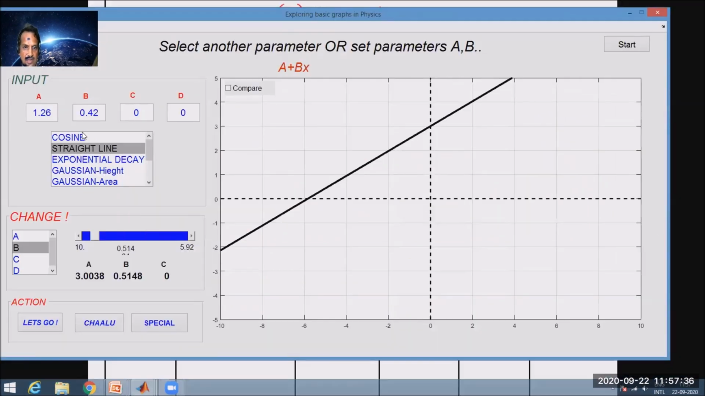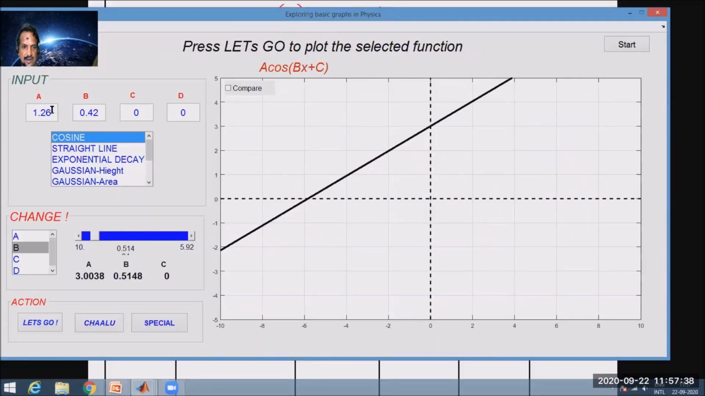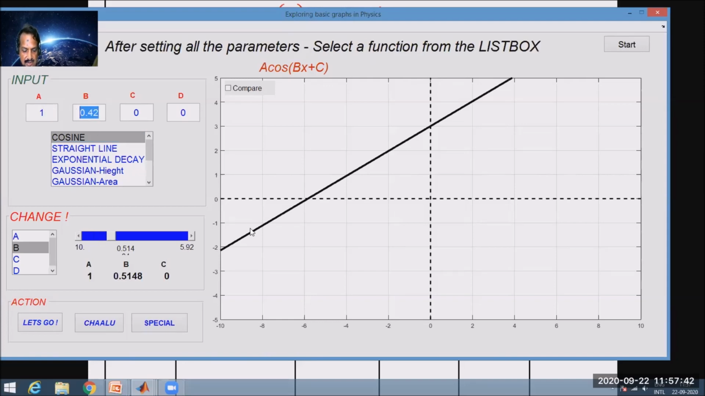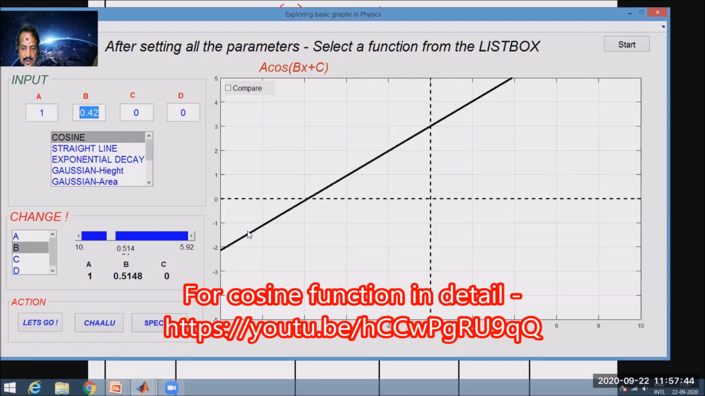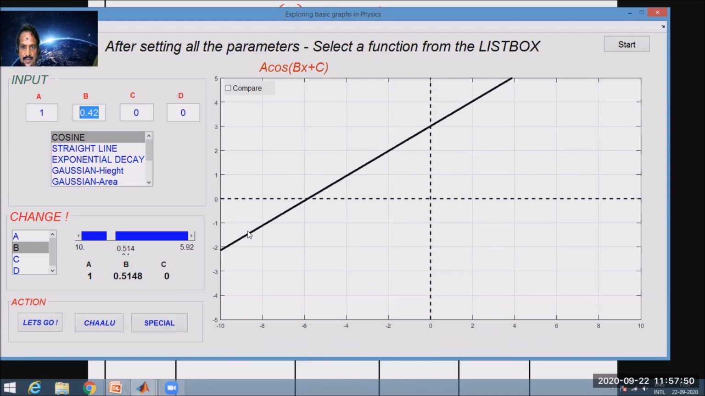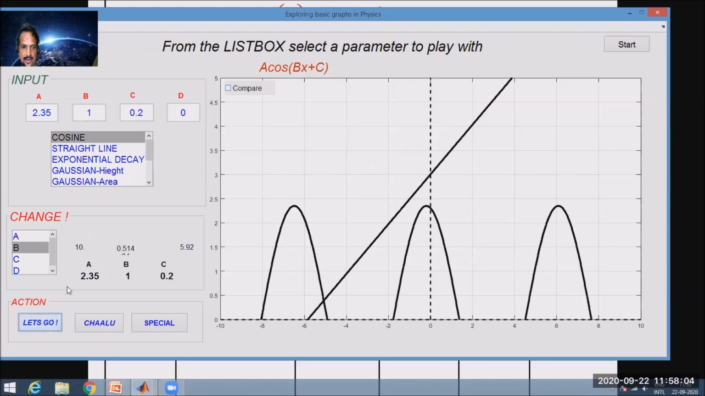So let us look at another function, cosine. The cosine function was extensively dealt with in one of my earlier videos. You can check that video. Here I'll give you a very brief presentation. So let us put A as 2.35, B as 1, and C is equal to 0.2. And let's generate.